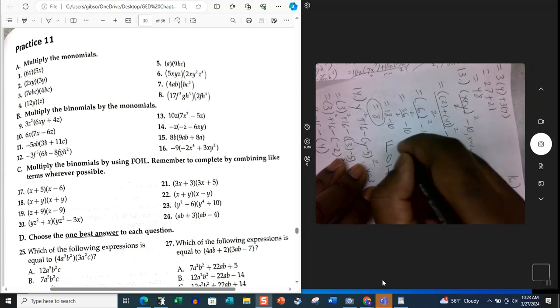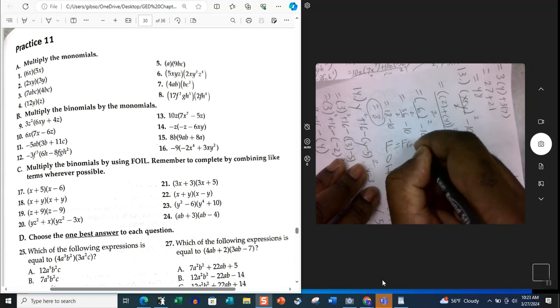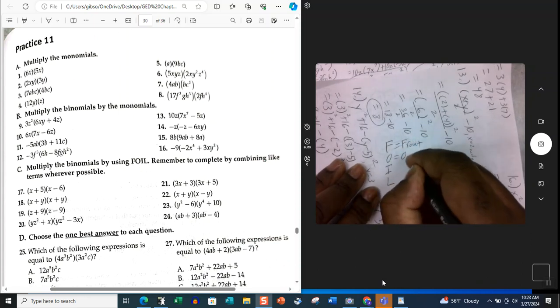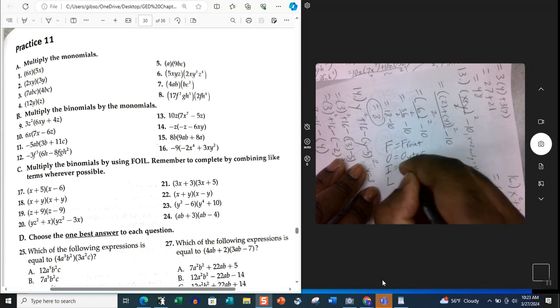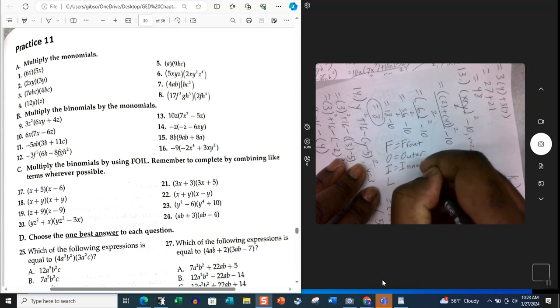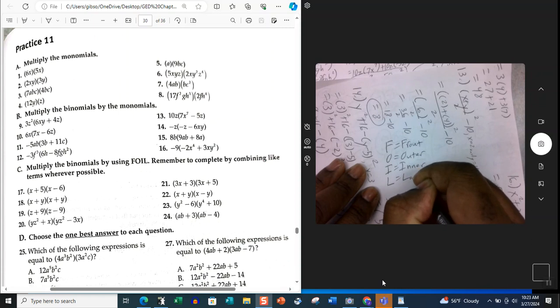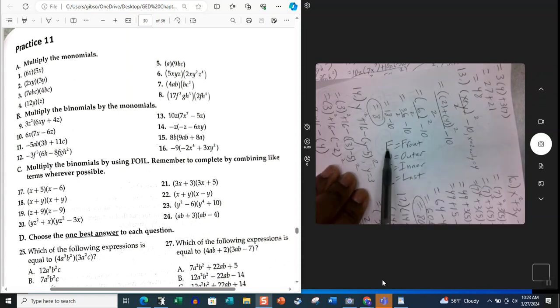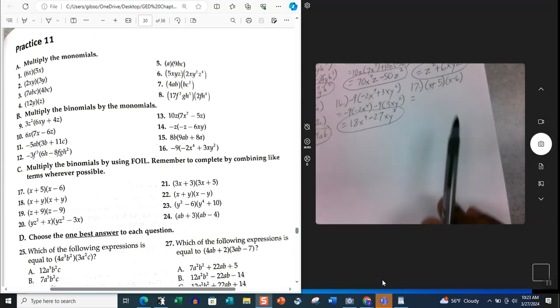FOIL. This stands for front, outer, inner, last. Again, write that down. FOIL. F is front, O is outer, I is inner, L is last. So pause that, copy this down, and then we can continue on with problem 17.